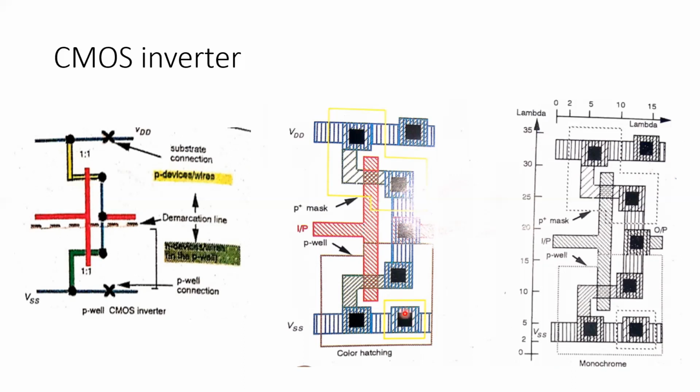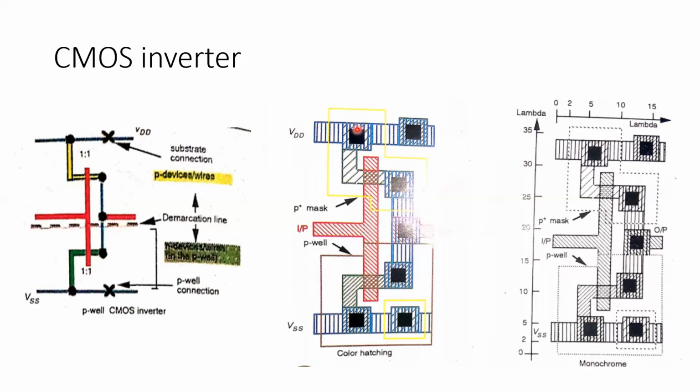And because this CMOS inverter construction is based on P-well process, NMOS transistor cannot be placed directly on the N substrate. So we need to construct a P-well. So NMOS transistor is constructed on top of the P-well. So we require P-well here, which is purple in color, and inside the P-well, we are going to construct our NMOS transistor.